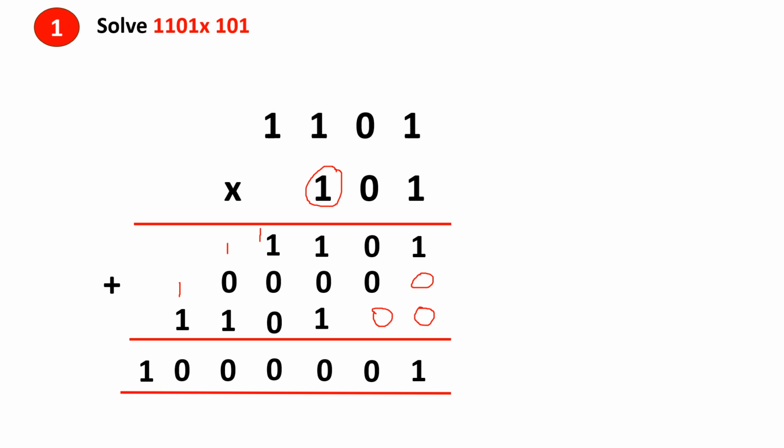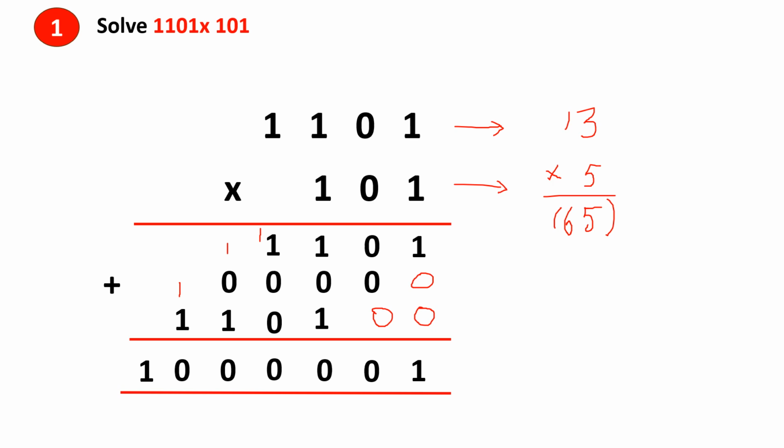Let's verify what we have done is correct by converting this into an equivalent decimal number and multiply and see whether we get the correct answer. So for this multiplicand, the equivalent decimal is 13, and for this multiplier, the equivalent decimal number is 5. So when we multiply the decimal 13 with decimal 5, you get the answer 65.